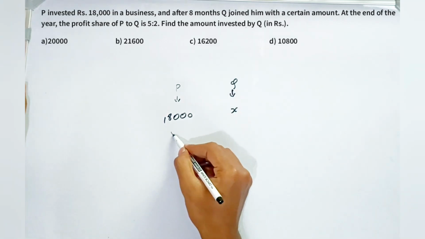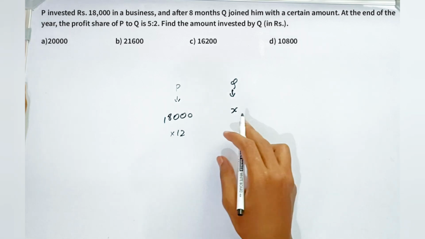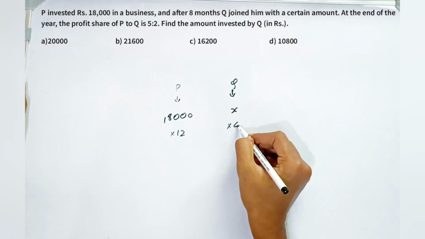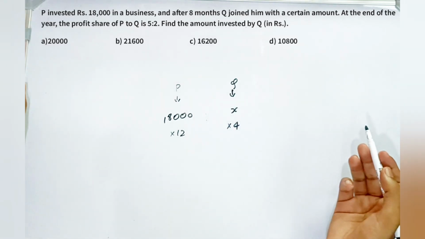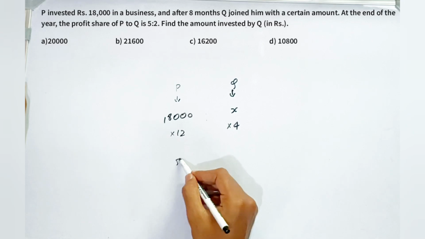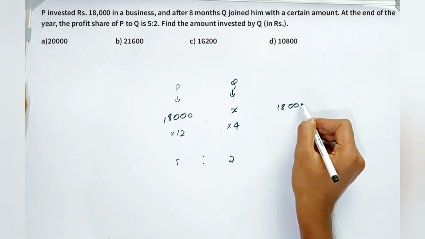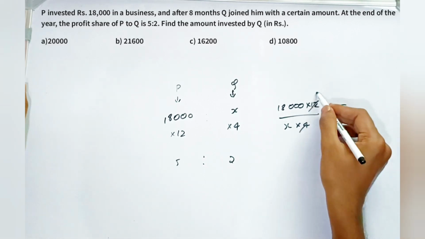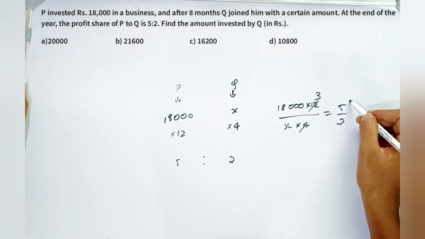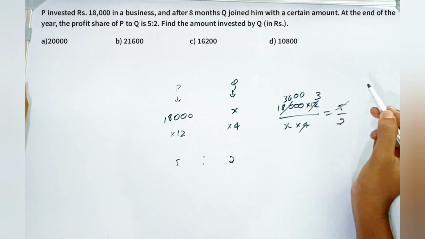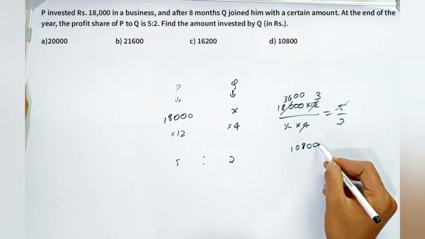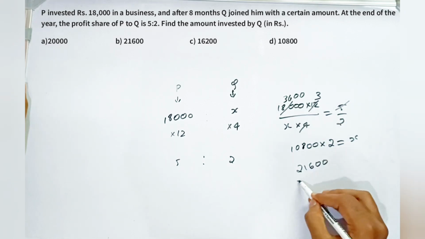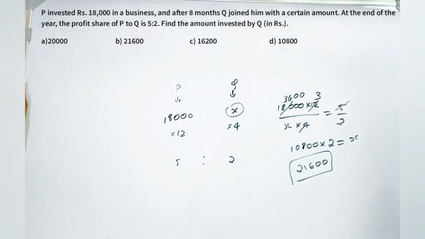At the end of the year, P invested the money for 12 months, whereas Q invested the money after 8 months, which means there are only 4 months left out of the 12. Okay, I'm taking it as 4. And we have to calculate the ratio, and at the end of the year it is given that the ratio is 5 by 2. I'm just writing here 18,000 into 12 by X into 4 is nothing but 5 by 2. So 4 ones, 4 threes, and 5 ones, 5 36,000. So 36 threes is 108, right? 108 into this 2 will go here. So that would be the X, which is nothing but 21,600. So 21,600 is the X amount which Q has invested.